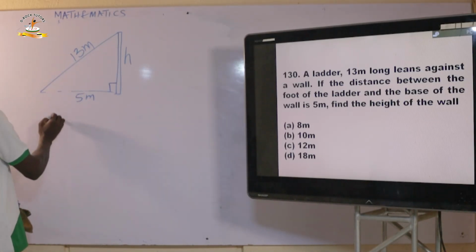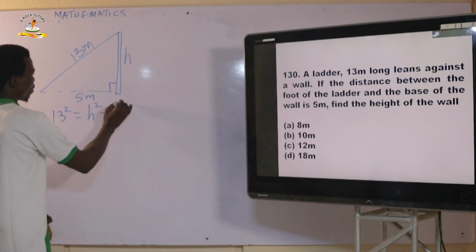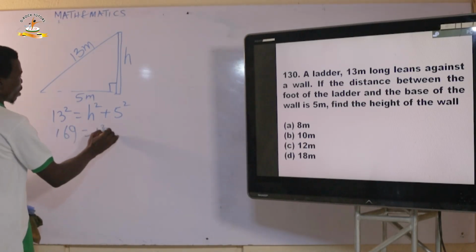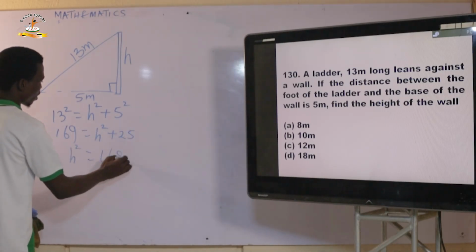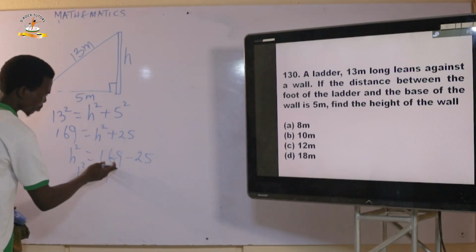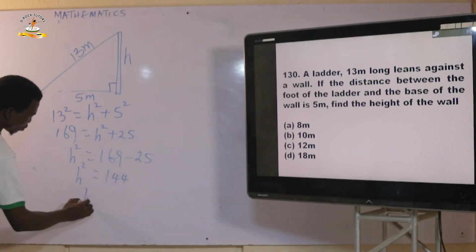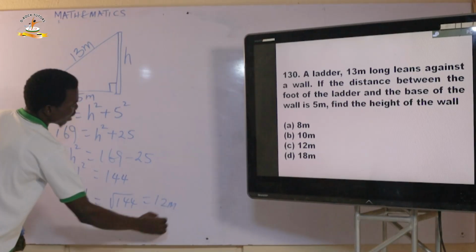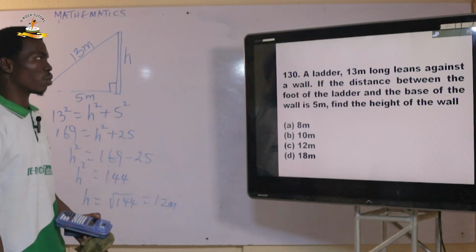Don't forget hypotenuse squared, 13 squared, equals the opposite squared, h squared, plus adjacent squared, 5 squared. And this is going to be 169 equals h squared plus 25. And h squared will be what? 169 minus 25. H squared will be 144. And as such, square root of 144 is 12. So the height is simply 12 meters. That's option C for question 130.